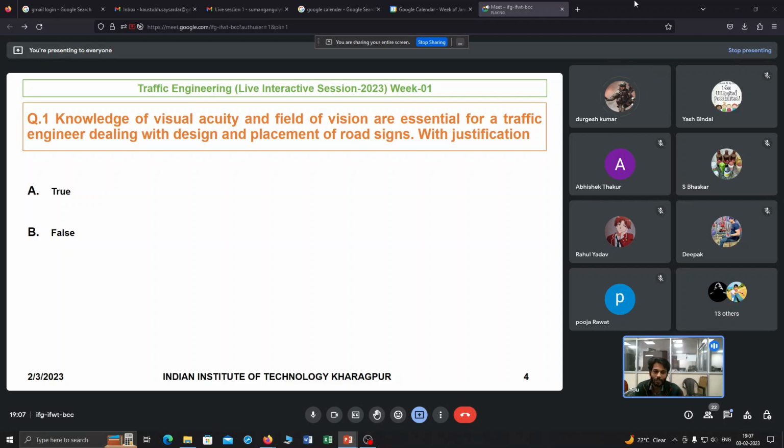So why is design important? Tell me. And what do you mean by design of a road sign?